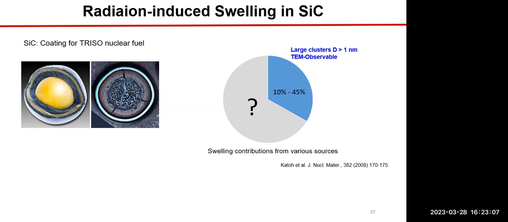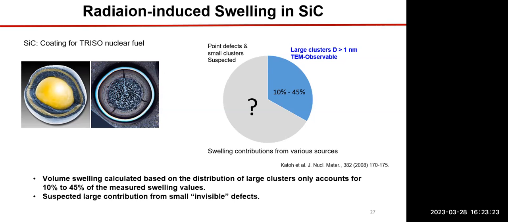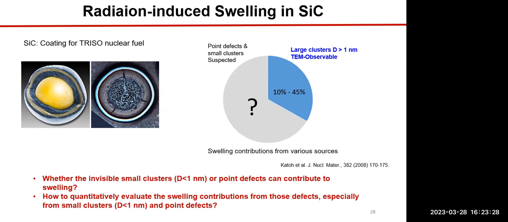And also people assume that it could be from some very tiny small clusters or some invisible point defects in the materials after radiation. But because of the limitation of experimental techniques, it's very difficult to prove these kinds of assumptions. So the question here is whether those invisible point defects or tiny small clusters are really responsible for the swelling. If so, how could we quantify the defect contributions to the swelling?